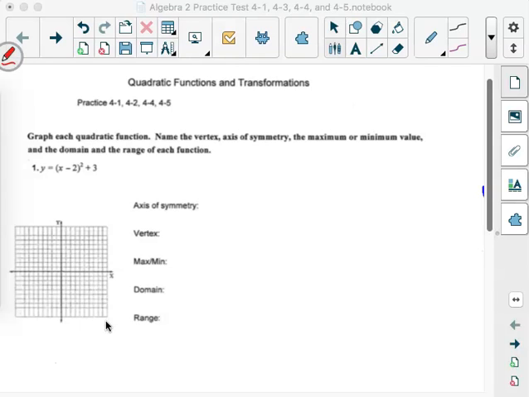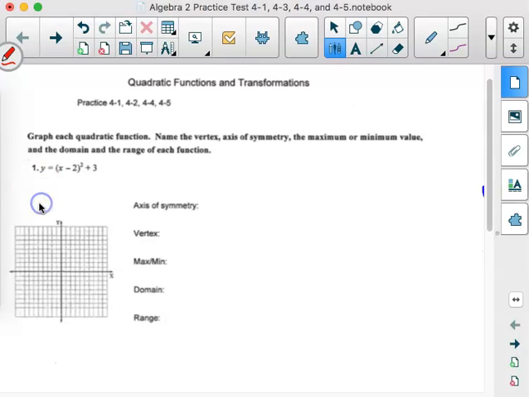Graph each quadratic function, name the vertex, axis of symmetry, the maximum or minimum value, and the domain and range of each function. And so what you want to do with the practice test is try and do these problems on your own first. So hit pause, try it on your own, and then start the video back up if you get stuck or if you need to check your answer.